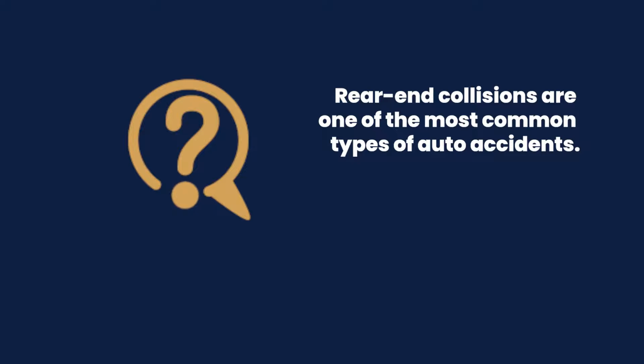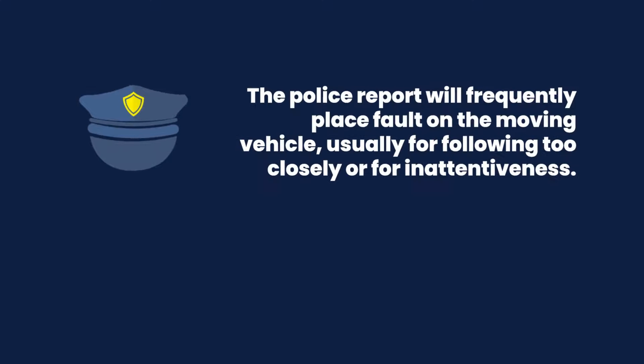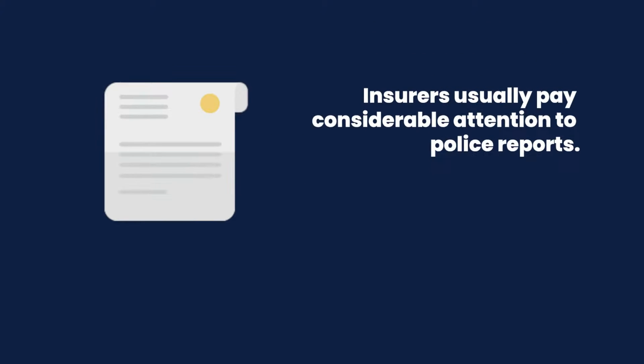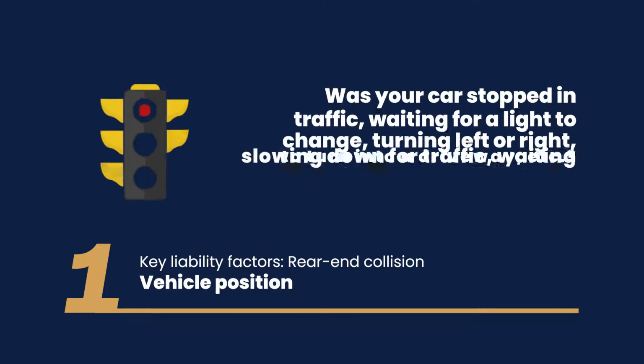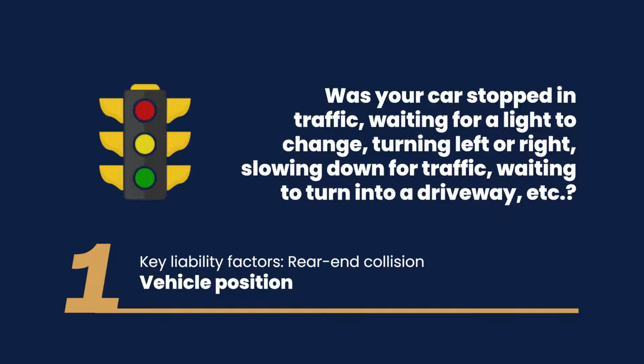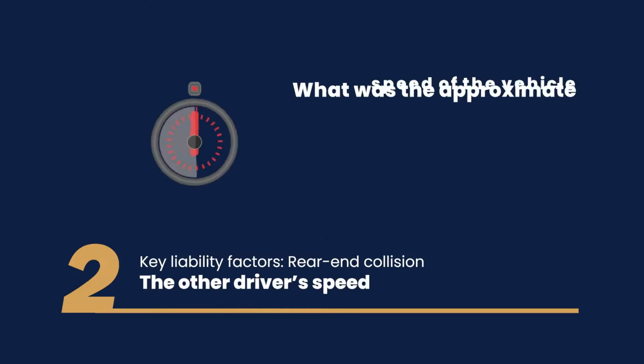The police report will frequently place fault in the moving vehicle, usually for following too close or for inattentiveness. The driver of the moving vehicle will often admit liability at the scene to the police officer, to you, or to other witnesses. Keep in mind that insurance companies usually pay considerable attention to police reports. However, sometimes carriers or their defense attorneys will claim no liability due to sudden and unexpected stopping, failure to signal when stopping to turn, not yielding before pulling into traffic, or a brake defect.